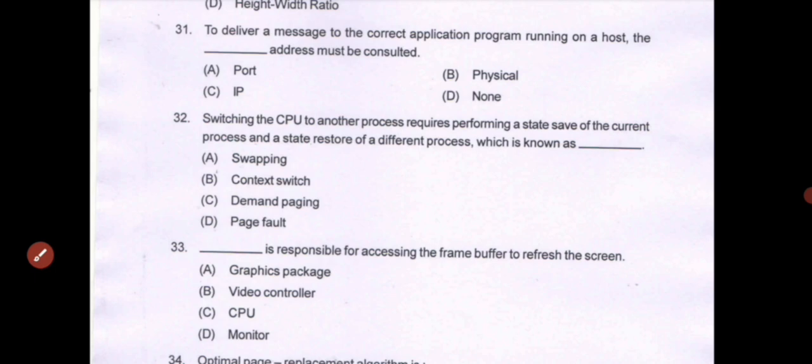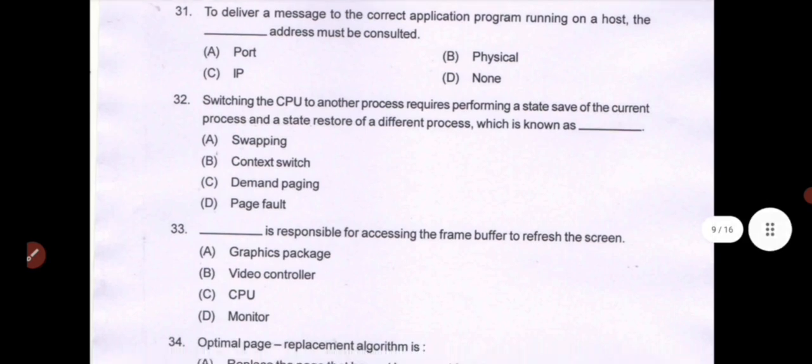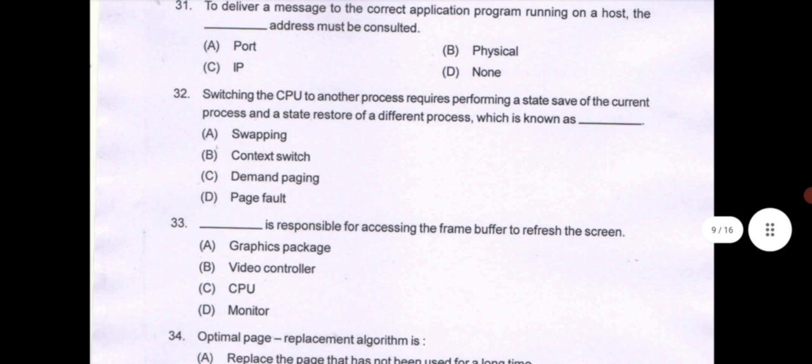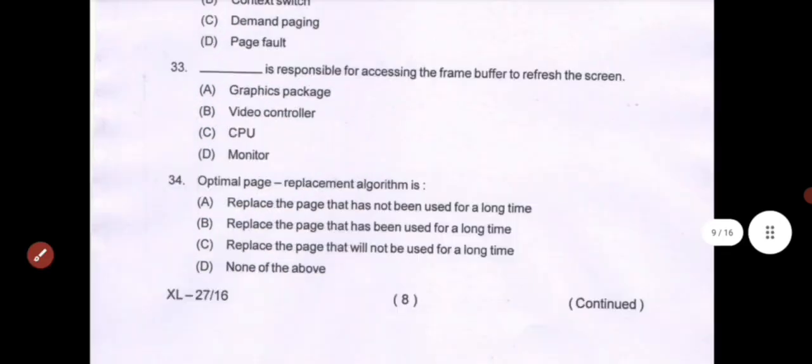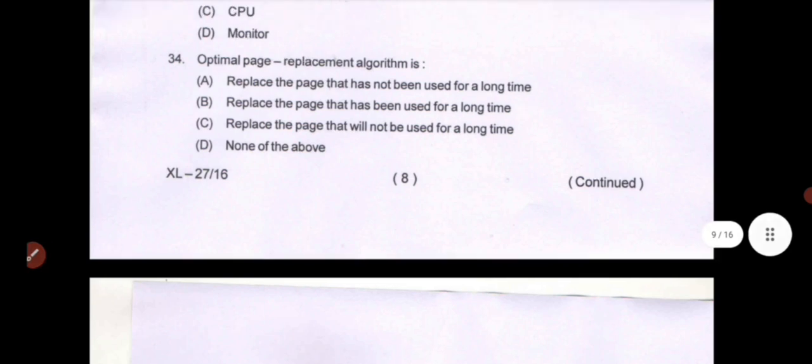Dash is responsible for accessing the frame buffer to refresh the screen. Option B, video controller. 34. Optimal page replacement algorithm is option number C, replace the page that will not be used for a long time.